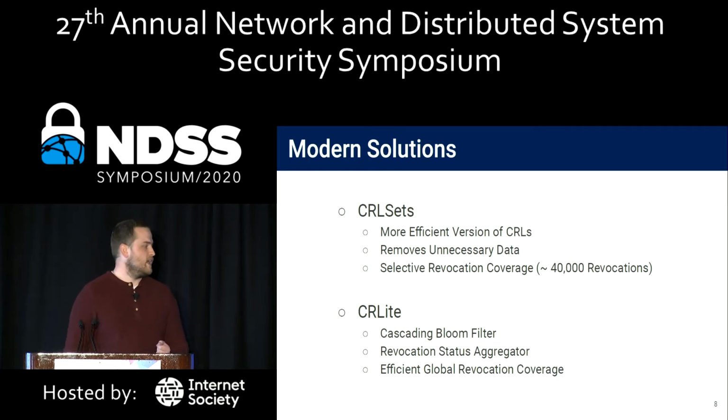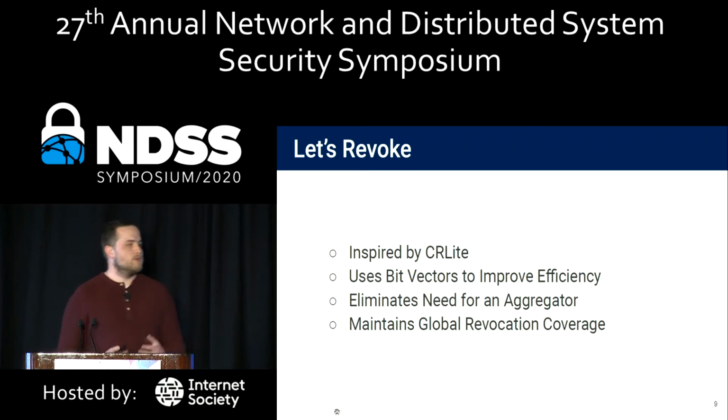CRL Lite, on the other hand, is a more recent proposal which achieves efficient global revocation coverage using an efficient data structure, a cascading Bloom filter, which is built by a centrally located revocation status aggregator. Our proposal, Let's Revoke, was inspired by CRL Lite and uses bit vectors instead to improve the efficiency. These bit vectors eliminate the need for a centralized aggregator while also maintaining the complete global coverage of revocation.